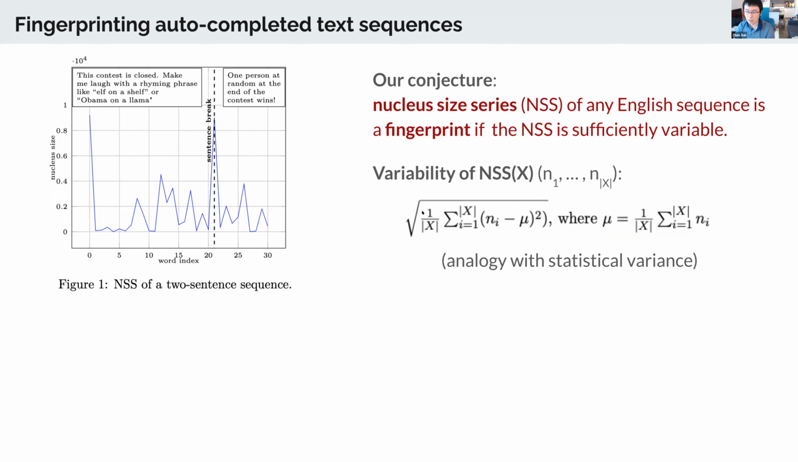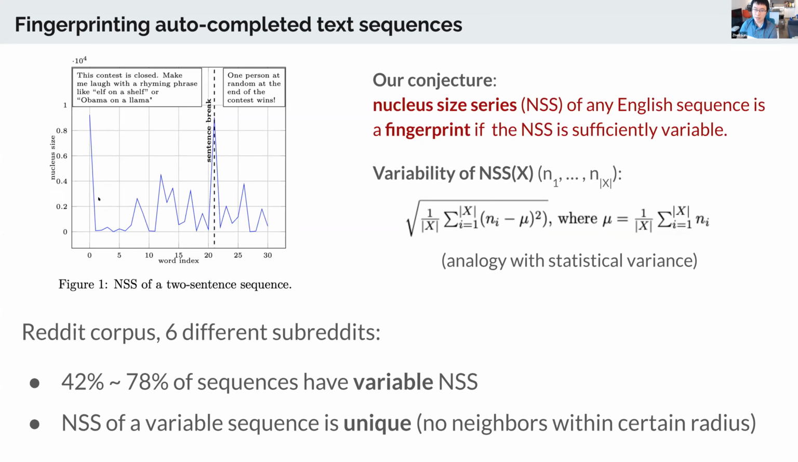And we conjecture that a nucleus size series of any English sequence is a fingerprint if the NSS is sufficiently variable. We use an analogy with statistical variance to compute the variability of an NSS. You can see the equation here. To validate our conjecture, we tested the Reddit dataset using 6 different subreddits. We found that from 42% to 78% of sequences have variable NSS, and the NSS of a variable sequence is unique, which means that there are no neighbors within a certain radius. We call this radius the uniqueness radius. You can find detailed analysis in our paper.